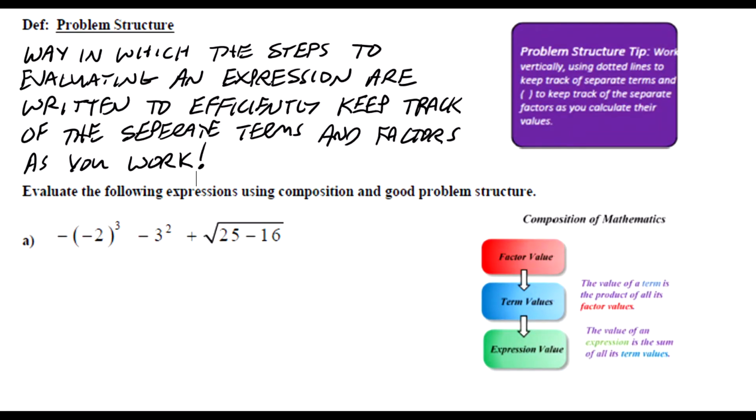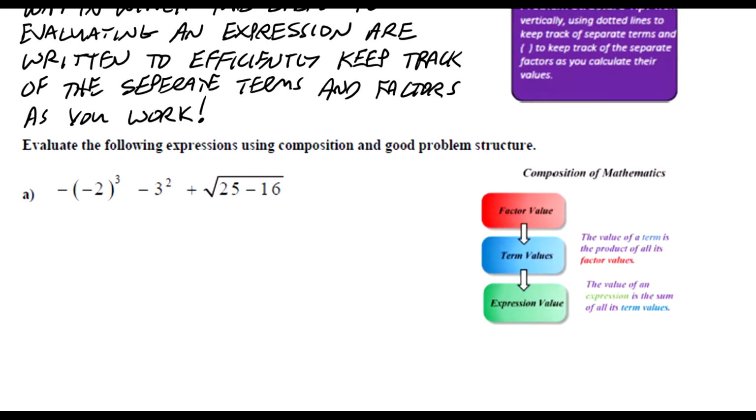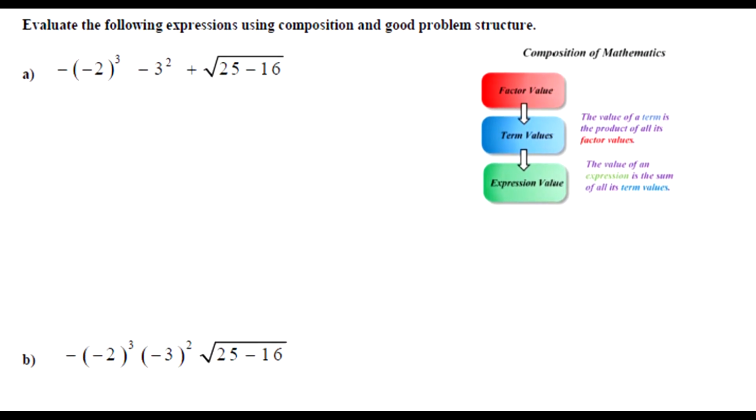So when I work on math, when I calculate math, I know that the terms and the factors are the most important components, the pieces. So as long as I keep track of those as separate components, then I should be all right when I evaluate. So that's what we're going to do here. How do we write math to efficiently keep track of terms and factors? And we already have been practicing it basically.